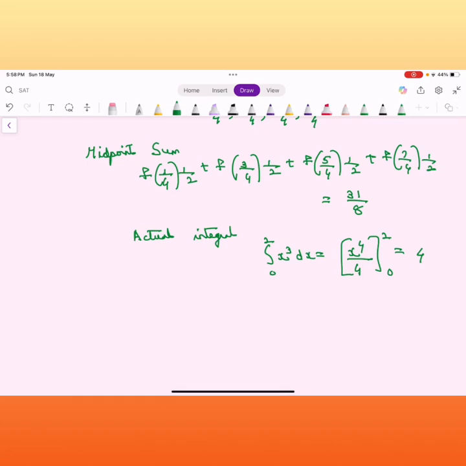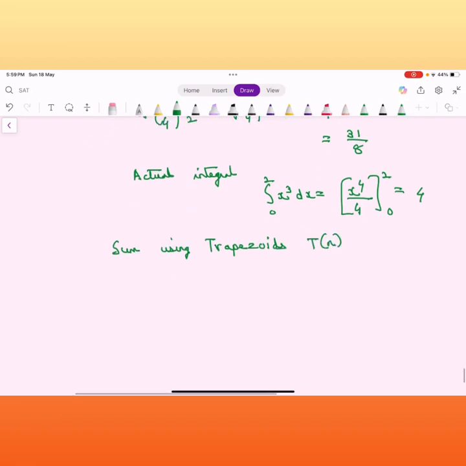Now I will just introduce the sum using trapezoids, and the sum using trapezoids is denoted by Tn. So basically, if you have a curve like this, you just divide it into small trapezoids here and approximate the sum. When you add all this, you get the sum. This is how you calculate the trapezoidal rule.